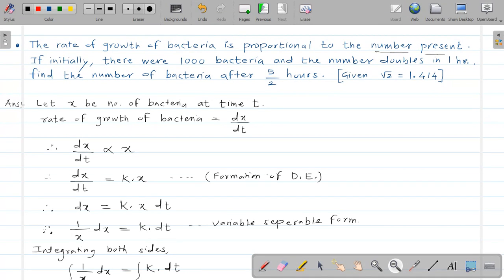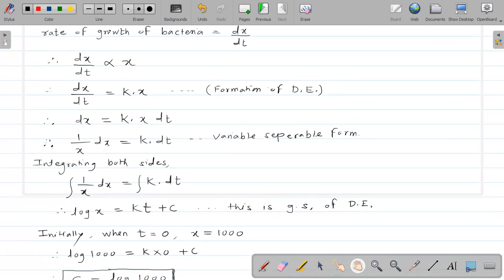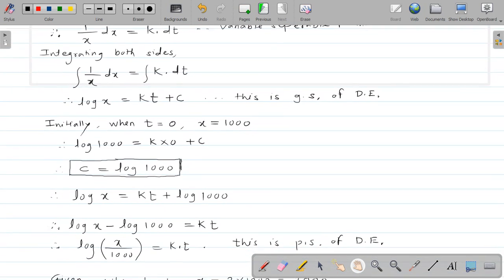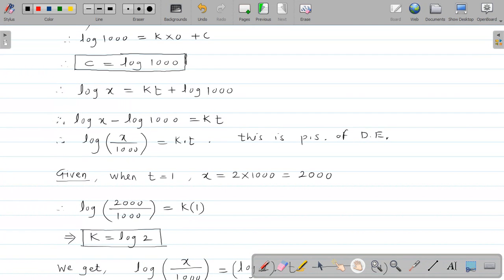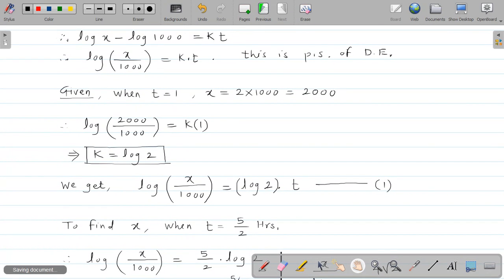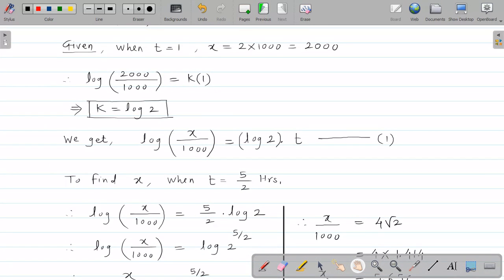So see here, we have to follow the steps that we have already discussed. We have to form the differential equation. Then by using the variable separable form, we have to obtain the general solution. Then using the initial condition, we will get the value of c, by which you will get the particular solution. And after getting the particular solution, when we use the given condition, that is here in this case, when t is equal to 1, x is equal to 2000, you will get the value of k. And if you put that value of k in that equation, then you will get the equation which is useful to obtain the required answer. So these are the main steps related to this type of question.